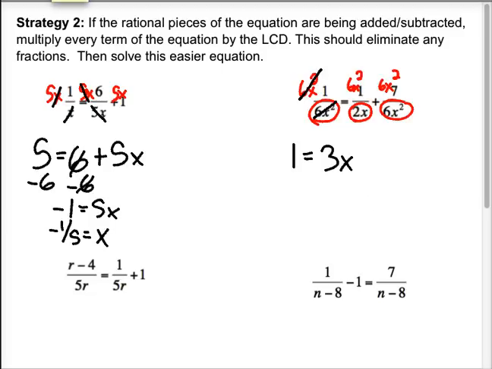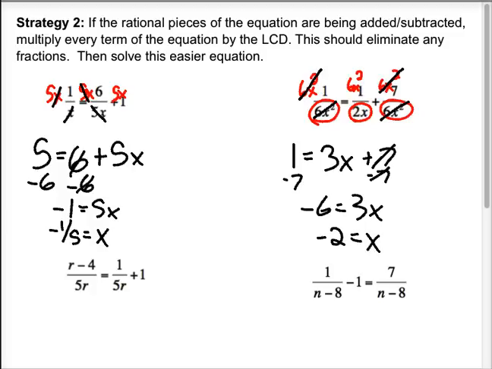But again, that's why the LCD is important, because it did away with that too, though sometimes it will have some leftovers. Then 6x squared times 7 divided by 6x squared. Well, the 6x squareds perfectly cancel off. So all you have left is the 7. Now you just have something linear that you can solve. Subtract 7 from both sides. So negative 6 equals 3x. Divide by 3. You get x is negative 2.